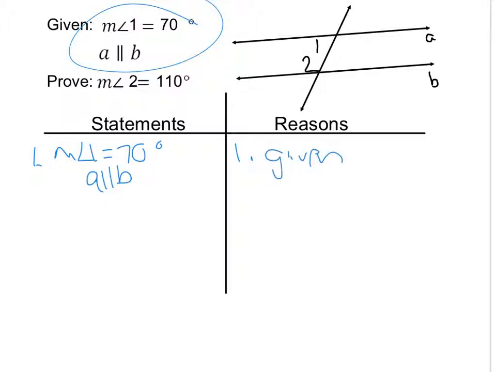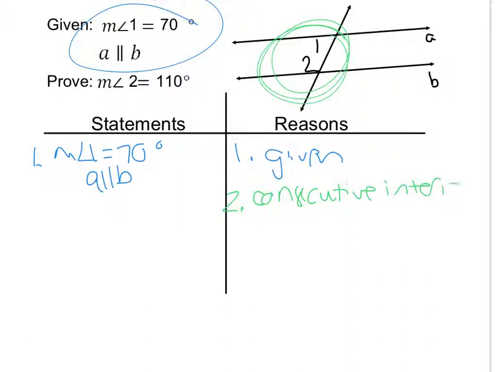Now our second step for these will be whatever kind of angles these are, and we know those are consecutive interior, so we say consecutive interior angle theorem. Because that theorem allows us to say that they add up to 180. So we'd write again m angle 1 plus m angle 2 equals 180 degrees.